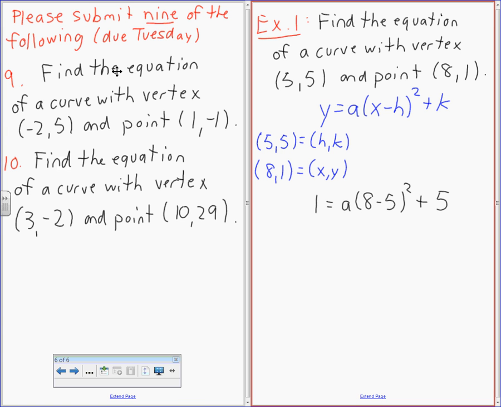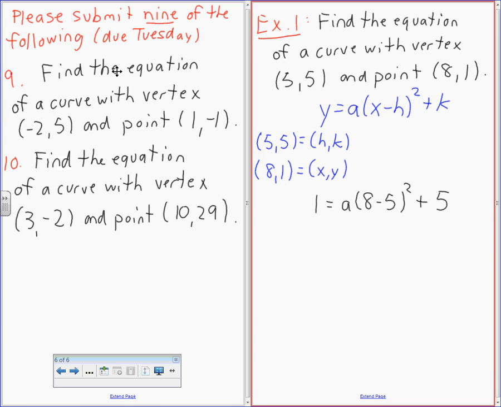You can FOIL it, and some people do that, but don't. If it had a negative 5, you would go 8 minus negative 5, like 8 plus 5. If it would be x plus 5 in vertex form, the sign switches to a negative, so it's the same thing.